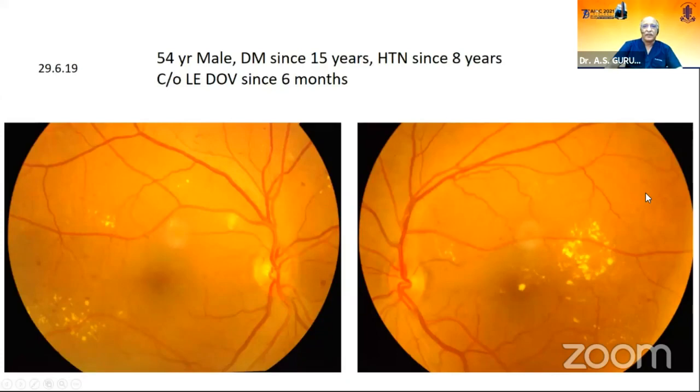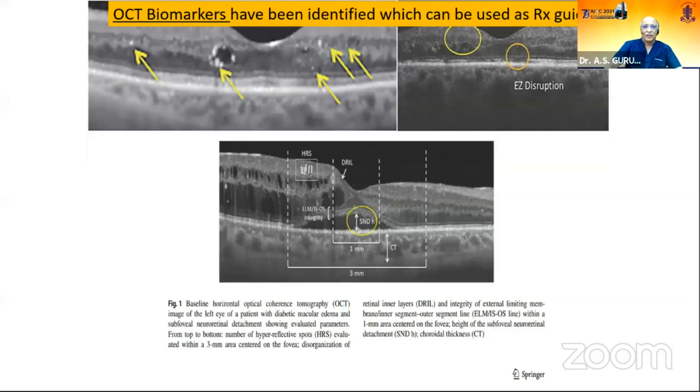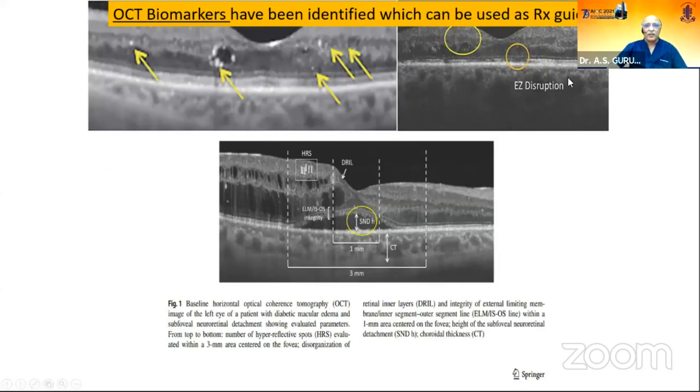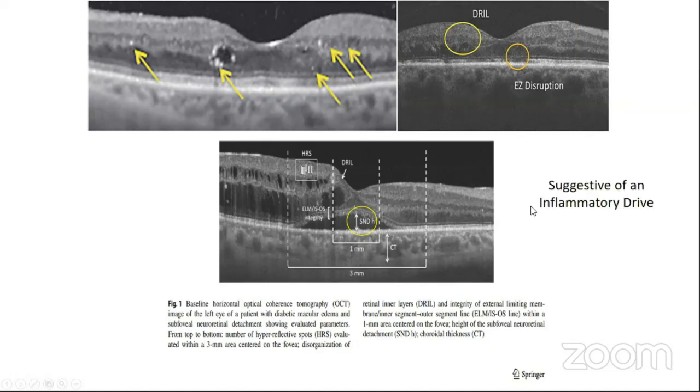So I think I will skip these and go to my conclusion slide, because this is something that I would definitely like to tell. Recalcitrant non-responding macular edema, how to approach. So there are some biomarkers. We have discussed this in the previous IC. The OCT biomarkers have been identified, which can be used as a guide to treatment, and they include hard exudate, the hyperreflective spots, DRIL, EZ disruption, neurosensory detachment, and so on. And this is probably an indication that there is an inflammatory process going on.